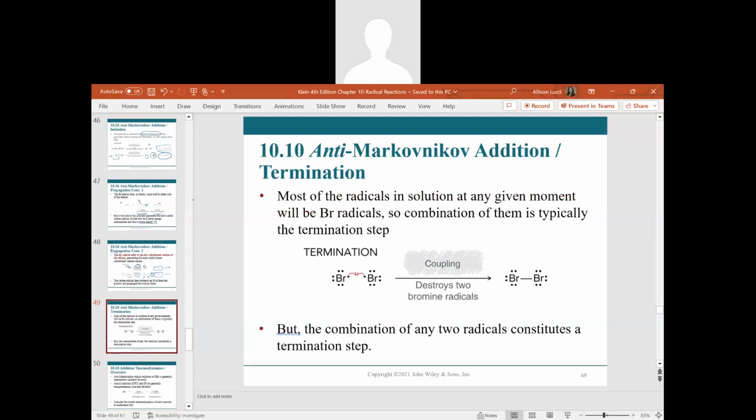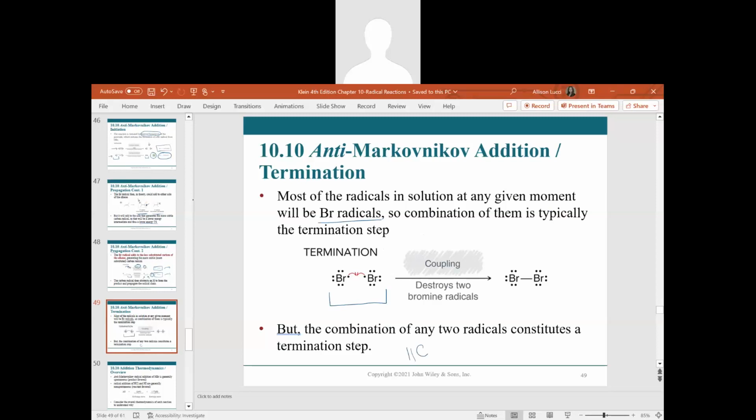Let's see what happens at the end of this type of anti-Markovnikov addition. So we have these bromine radicals, and it's noted up here that most of the radicals in solution at any given time would be the bromine radicals. So this is the most common termination step.